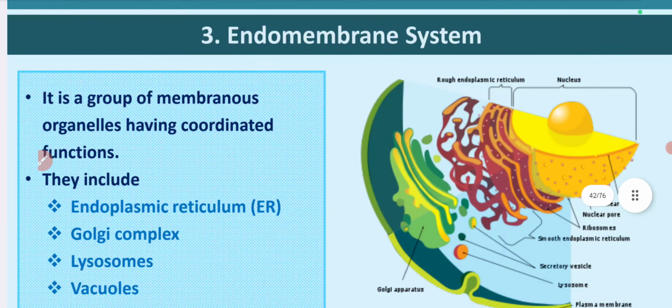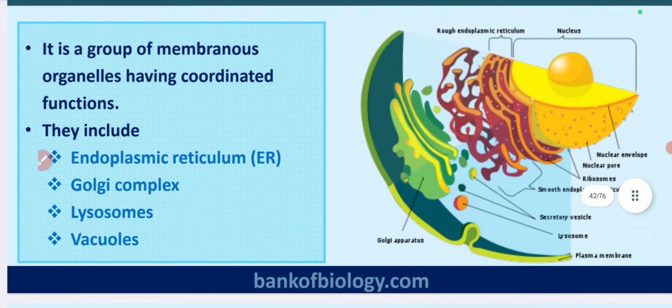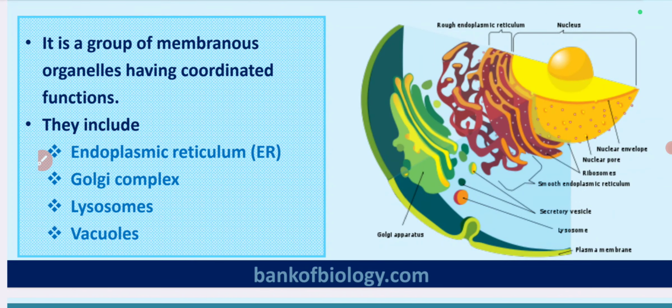Third, endomembrane system. It is a group of membranous organelles having coordinated functions. They include Golgi complex, lysosomes, vacuoles. You can see in this diagram the nucleus, where the nuclear envelope is attached with the RER, and then you can see SER, smooth endoplasmic reticulum, and then after SER you can see Golgi apparatus is attached, where the lysosomes and vesicles are formed.